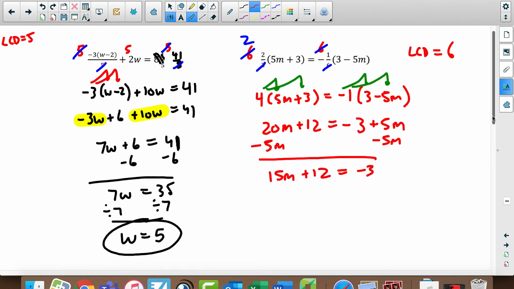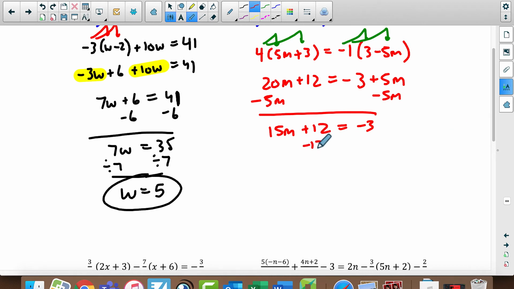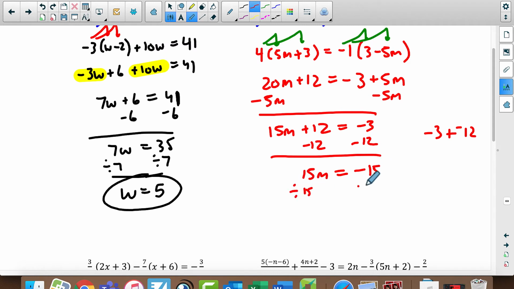Got to get that m by itself. Why don't we subtract 12 from both sides? So 15m equals negative 3 take away 12. That's the same as plus negative 12. They're both negative, so it's going to be negative. And you have 3 negatives plus 12 more is 15 negatives. Last step is to divide by 15. You get m equals negative 1.